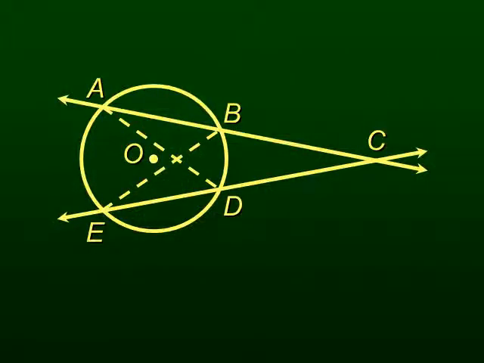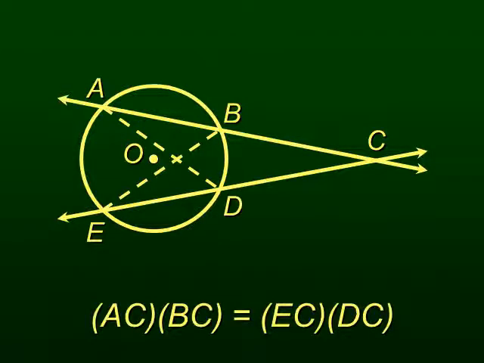Alright, so here's a picture of two secants that are intersecting on the exterior of a circle, and that means the product of the lengths of one secant segment and its external secant segment is equal to the product of the lengths of the other secant segment and its external secant segment. So in this example, AC times BC equals EC times DC. So they are proportionate.